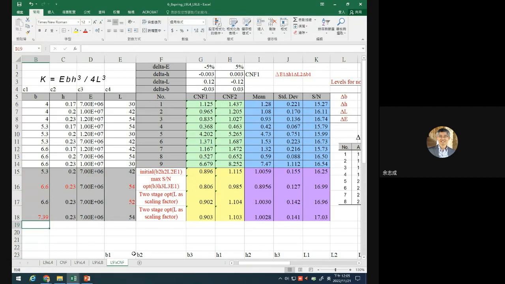So it's really up to the design constraint. Is it okay for B to be as big as 7.39 since it is outside our design range? If you think it's okay, then it is okay. But if there's some hard constraint saying that B shouldn't be bigger than 6.6, then you cannot use this design since it is outside the design range.